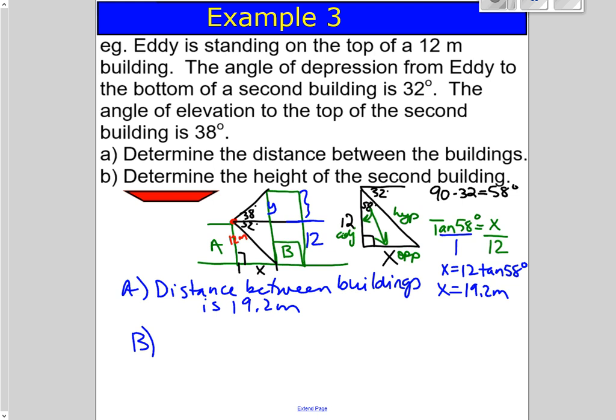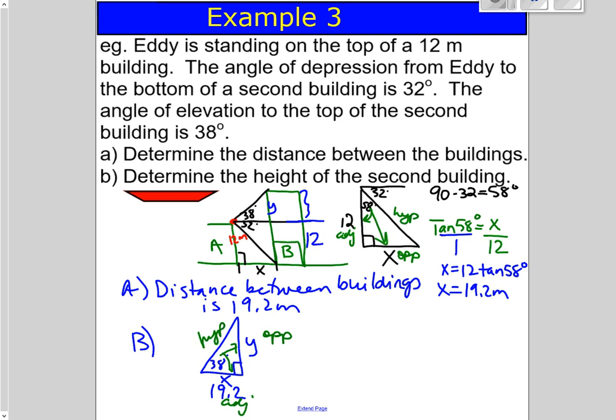Okay, so looking at this, I'm going to redraw it. This is what I have. I have 38, and I'm looking for this part Y. Even though it doesn't have it directly on that triangle, if I look below, that distance between the two buildings was X, and we actually figured that out. It's 19.2. So I do have that side length. Now if I label my sides, Y is opposite, 19.2 is adjacent, and then I have my hypotenuse.